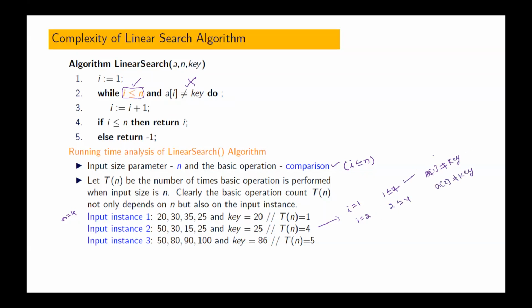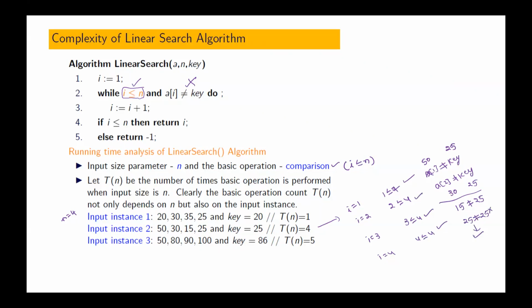What is a of 1? The key is 25, a of 1 is 50. Here it is 30, 25. Not the same. Next, i becomes 3. 3 is less than or equal to 4. a of 3 is 15, not equal to 25. Here also it fails. Next, i becomes 4. 4 less than or equal to 4. What is a of 4? 25. This time the check fails, which says the key is found in the 4th position. We stop. How many times is this operation performed? 4 times.